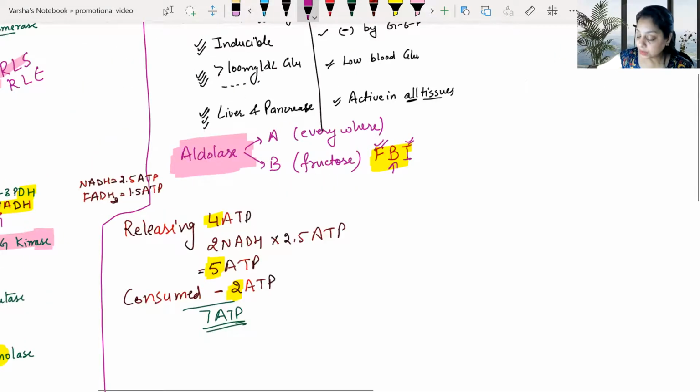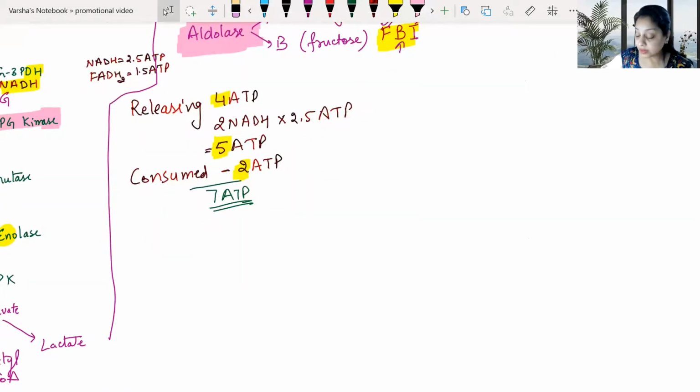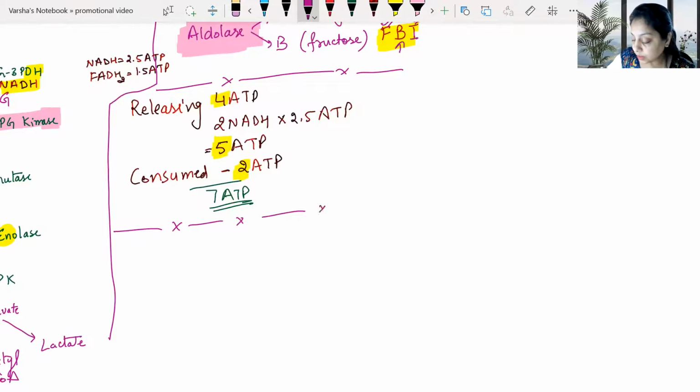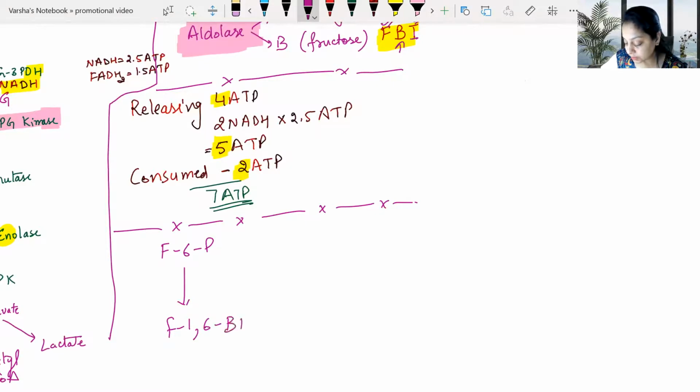So what happens here is, we are again going to write it down on the right hand side tab. You can squeeze in the way you like. Now, fructose 6-phosphate to fructose 1,6-bisphosphate is the case, right? And the enzyme involved here is phosphofructokinase 1. Phosphofructokinase 1.